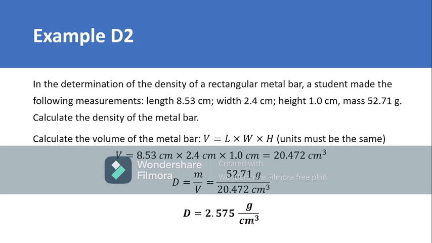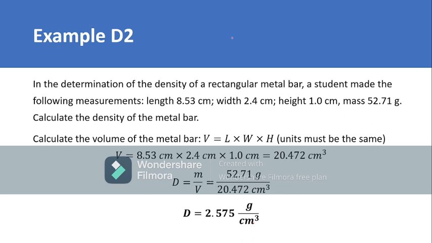Now, another example, in the determination of the density of a rectangular metal bar, a student made the following measurements. So, yung metal bar mo, it's like may sukat siya na ang length daw niya ay 8.53 cm and yung width niya ay 2.4 cm. The height is 1 cm. And then the mass of the rectangular metal bar is 52.71 grams. So we need to calculate for the density of the metal bar.